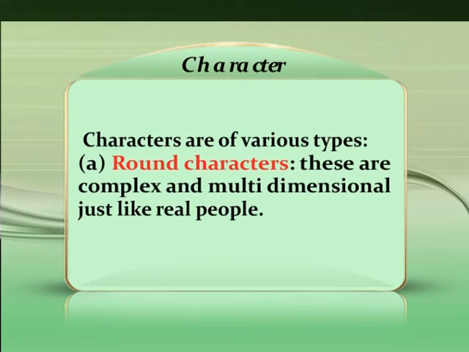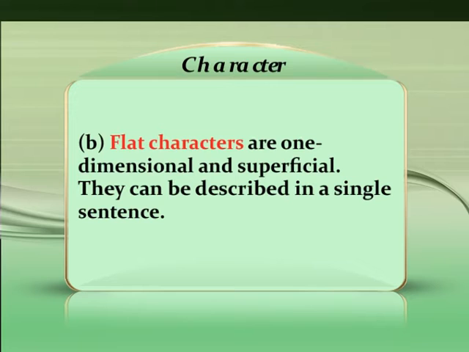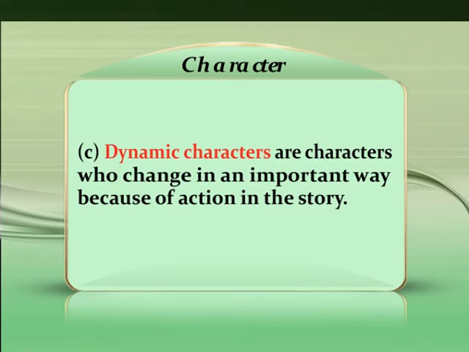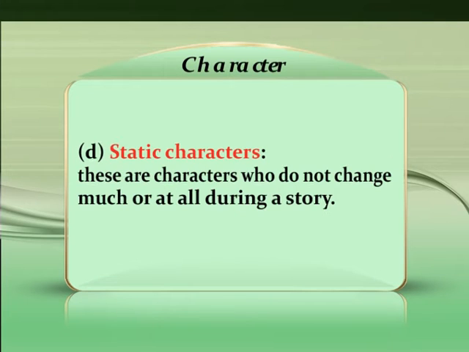We have the round character. Round characters are complex and multi-dimensional, just like real people. Flat characters, number 2, are one-dimensional and superficial. They can be described in a single sentence. The third one, dynamic characters, are characters who change in an important way because of action in the story. And the semi-last one is the static character, the stagnant character. These are characters who do not change much or at all during a story.